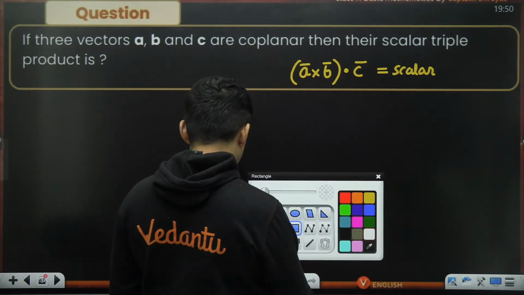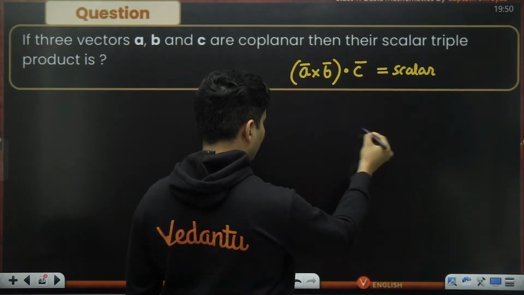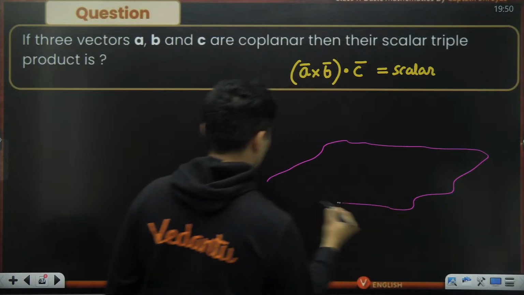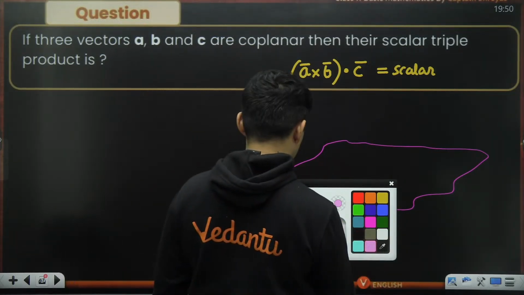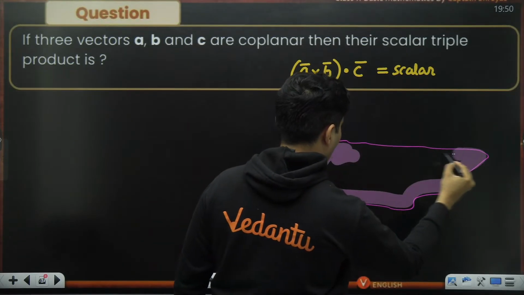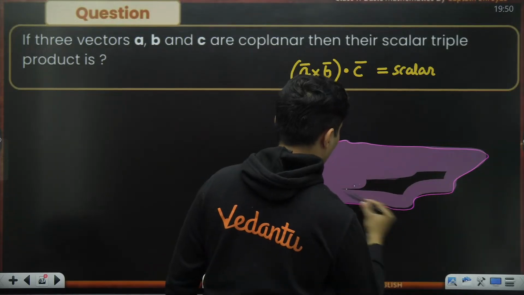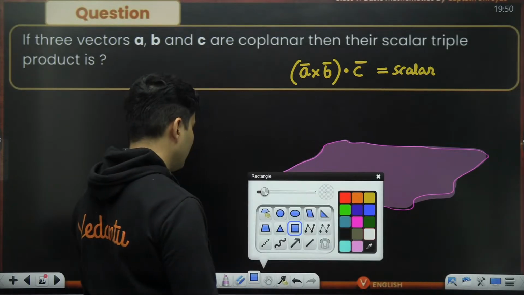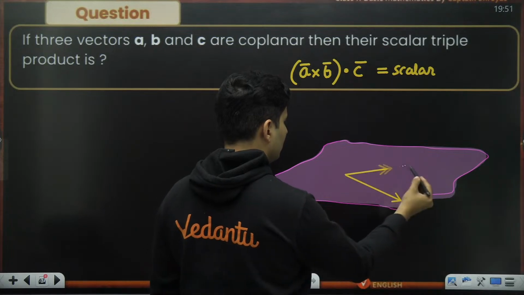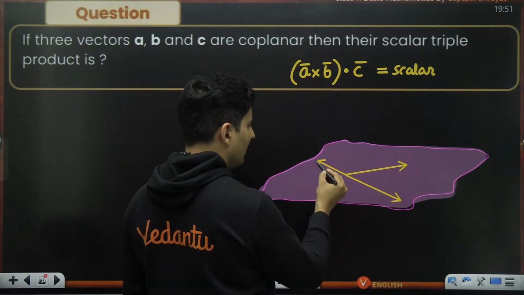Fine. Let's visualize a plane first. Imagine a plane, something like this. Imagine this is a plane. In that, let's consider three vectors. Let's say this is vector A. Let's say this is vector B. And let's say this is vector C somewhere here or here. It doesn't matter. This is, let's say, vector C.